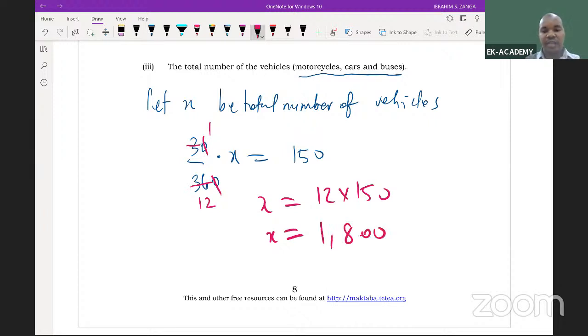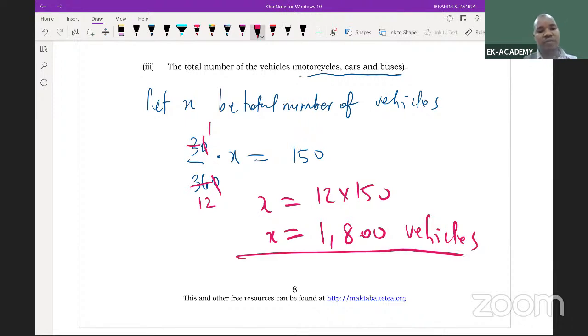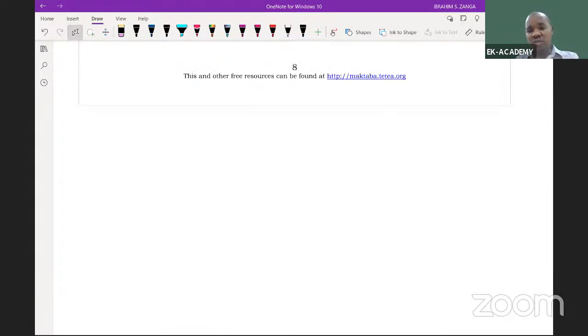When you take 12 multiplied by 150, you get XC is 1,800 vehicles. So that is the total number of vehicles. We know that XC was the total number of vehicles, so the total number of vehicles, students, is 1,800.